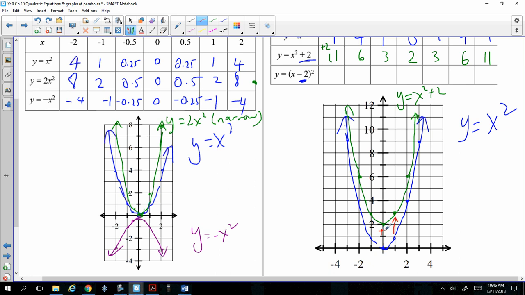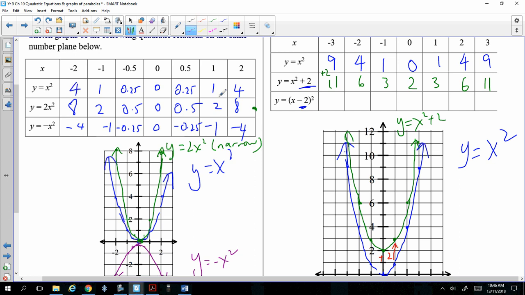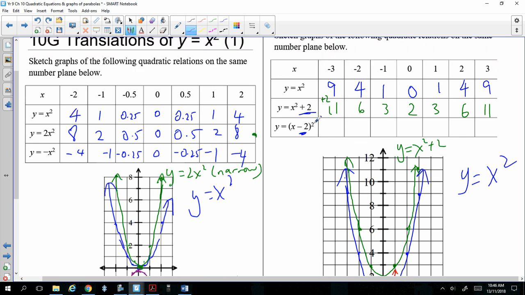Now, after we draw that, we'll draw the next one, which I'm going to draw in purple. So what do you have, x minus 2 inside? So if I substitute negative 3 in here, you end up getting negative 3 minus 2 squared, which is 25. And then you substitute negative 2 minus 2 squared, which is 16. Negative 1 minus 2 squared, you get 9. 0 minus 2 squared, you get 4. 1 minus 2 squared, you get 1. And then 2 minus 2 squared, you get 0. 3 minus 2 squared, you get 1. Okay?